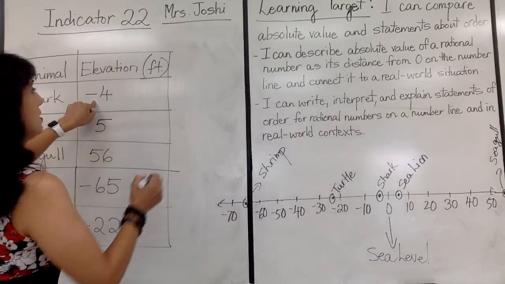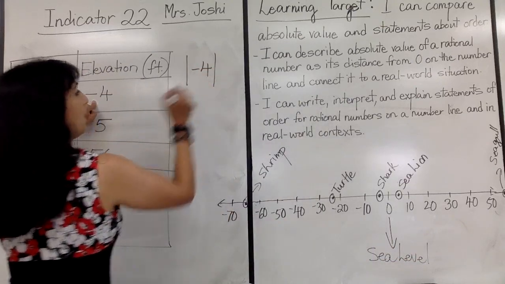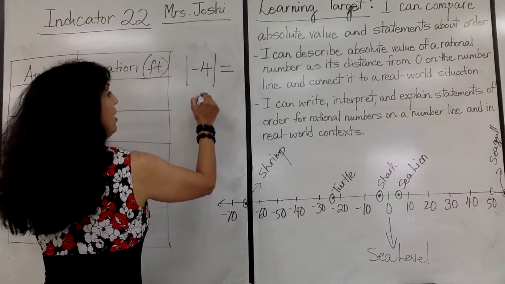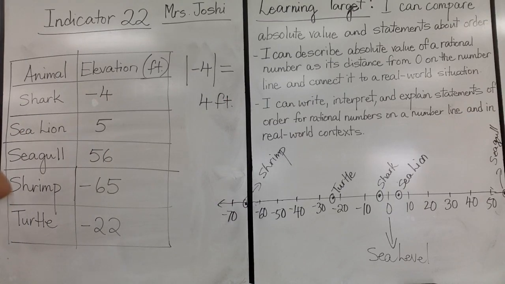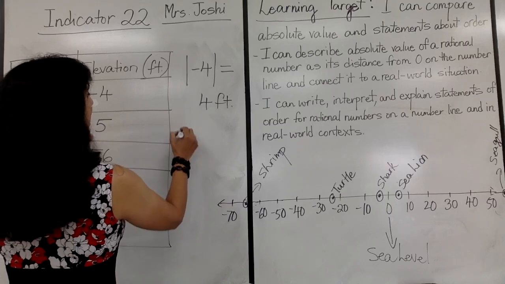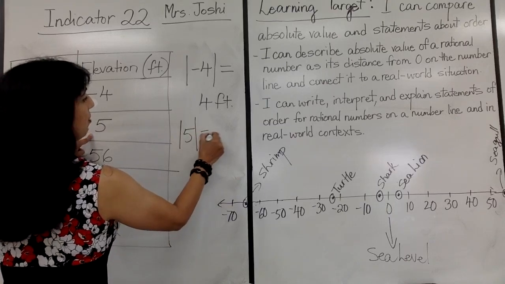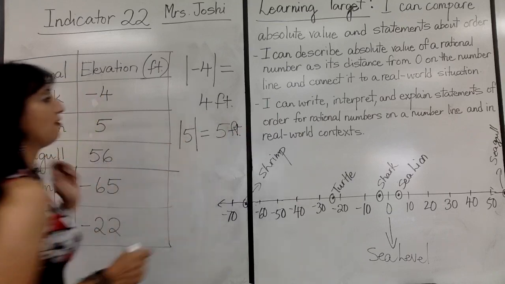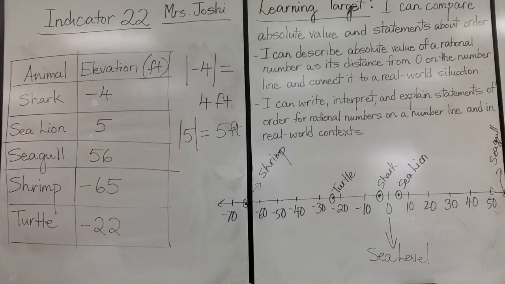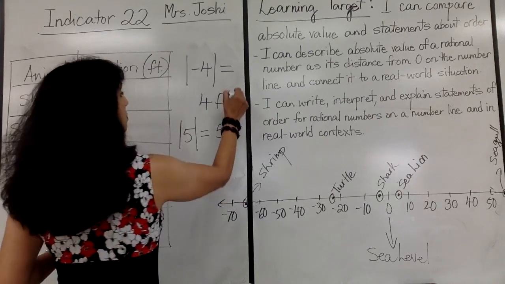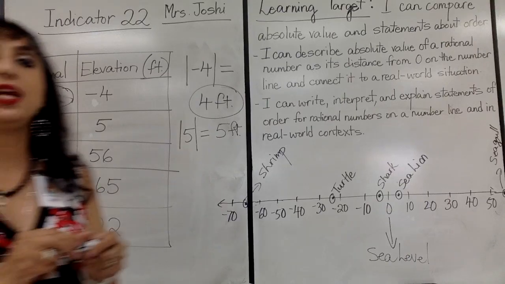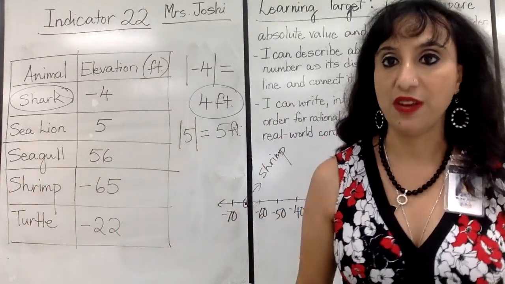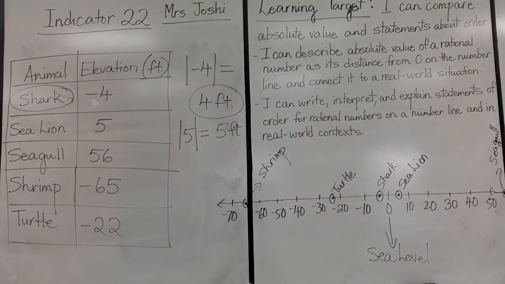So when I'm saying the distance of negative 4, that is the shark, from sea level, my distance is going to be 4 feet. And then I'm looking at the distance of the sea lion. And the sea lion, my distance from 0 is 5 feet. So obviously, which one is closer to the sea level? Okay, and it is definitely going to be the shark, because the distance of the shark from 0 is only 4 feet compared to the sea lion, which is at 5 feet. So remember this, okay? Distance from the sea level.